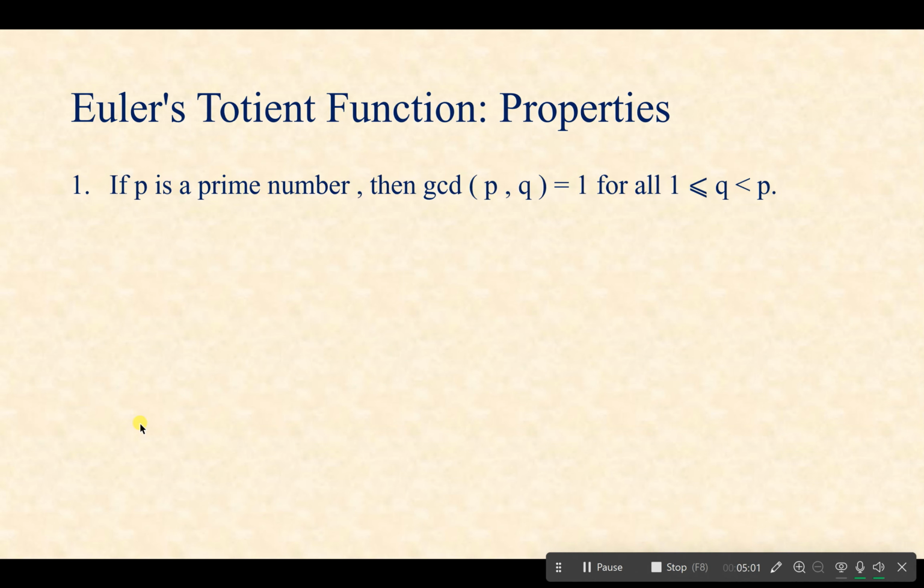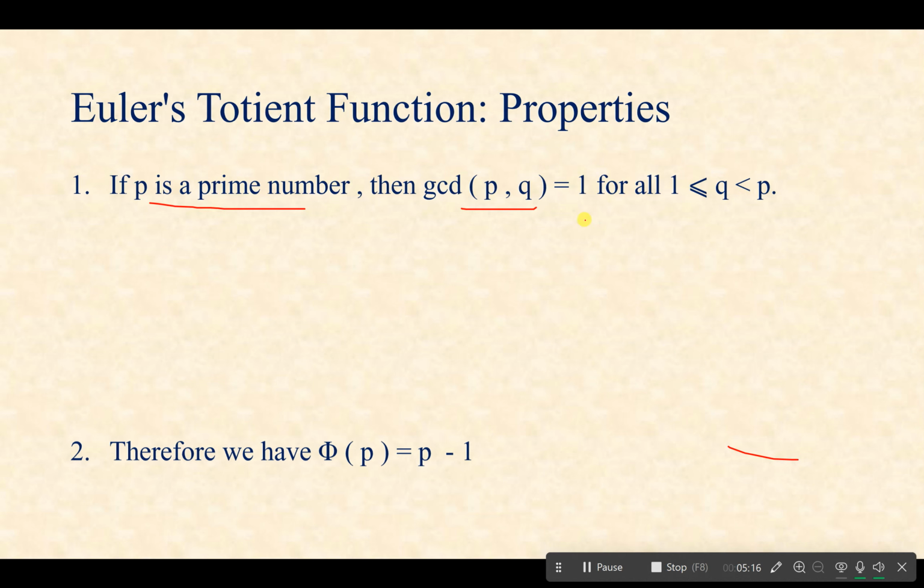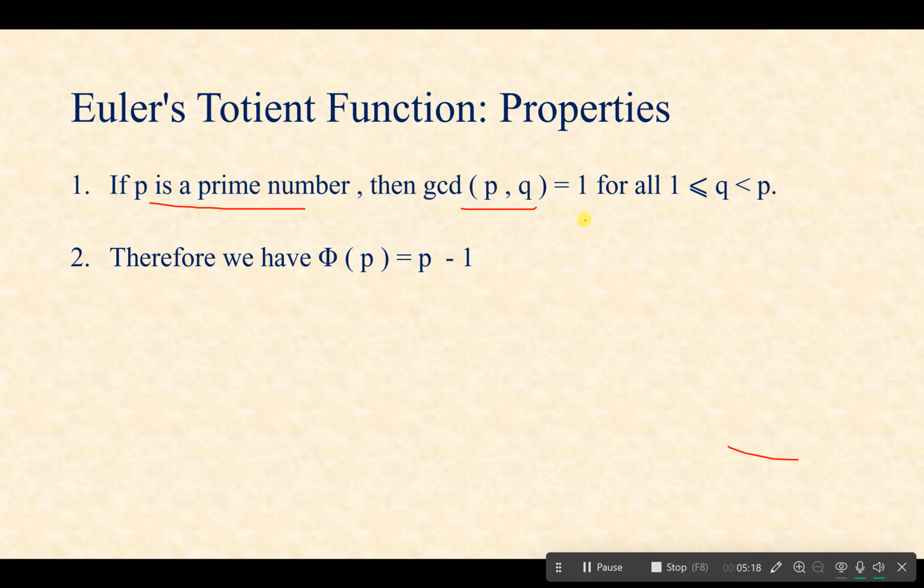We'll go to one more theorem. This is very important for solving the problems in future. If P is a prime number, then GCD of P comma Q is equal to 1 for all Q greater than 1 and Q less than P. We'll understand this with a small problem. That is, if P is a prime number, then instead of taking the slower method, we can simply write phi of P is equal to P minus 1. That is, P should be a prime number.